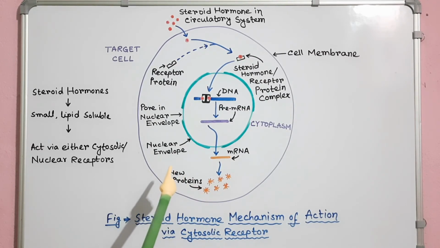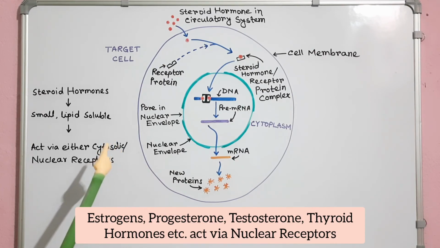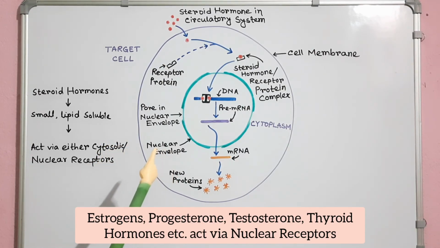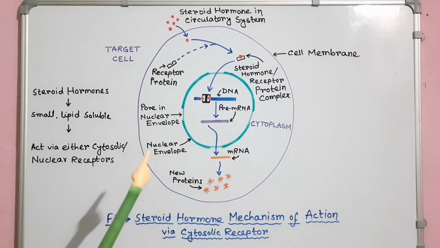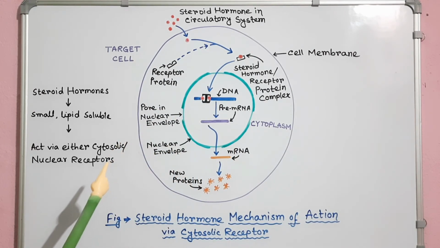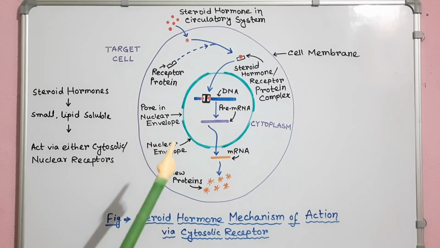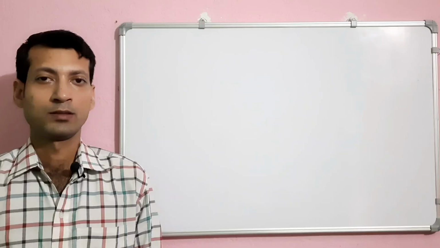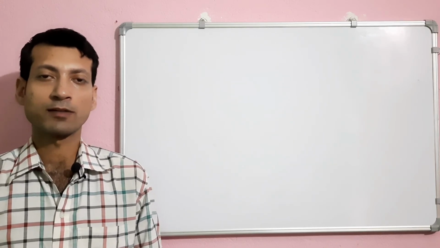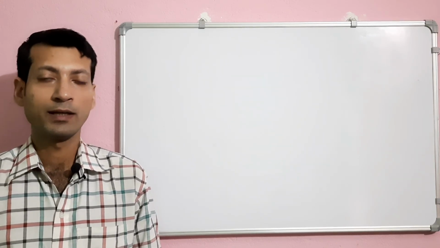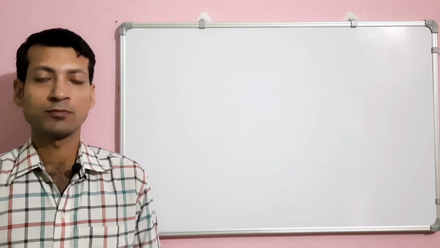Other steroid hormones such as estrogen, progesterone, testosterone, thyroid hormones, etc., act via nuclear receptors. The mechanism is almost the same. The only difference is that the receptors reside in the nucleus. So this is all about the list of hormones which are found in the human body and the general mechanism of action of hormones.